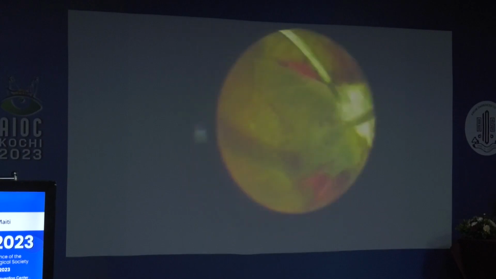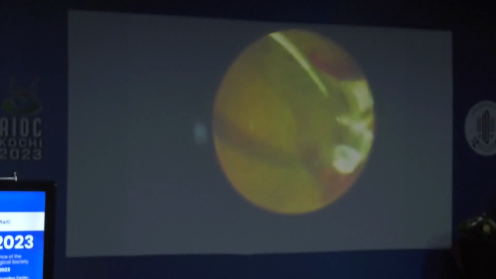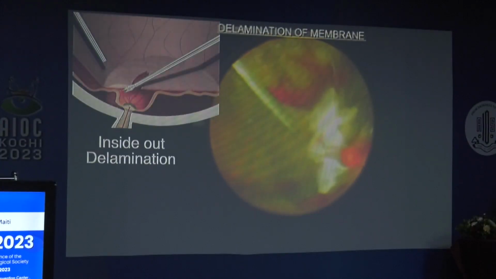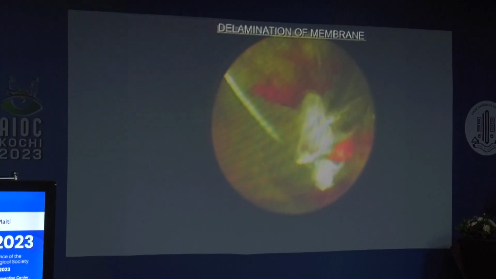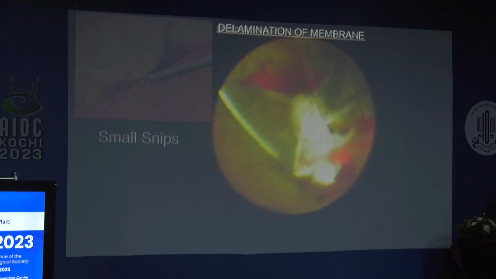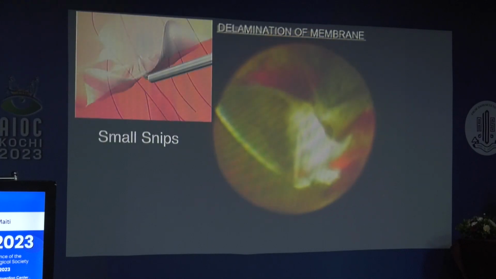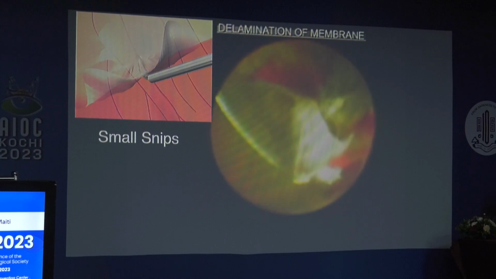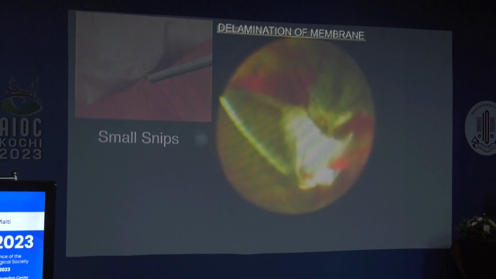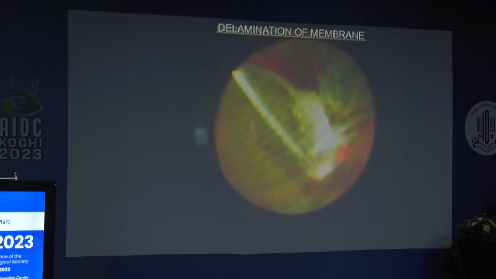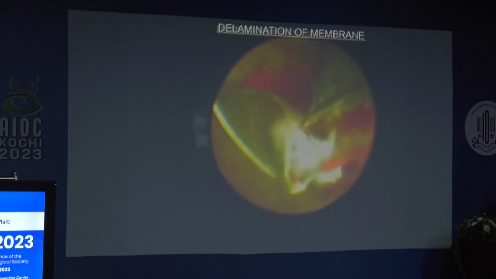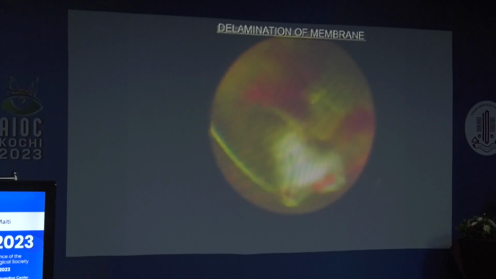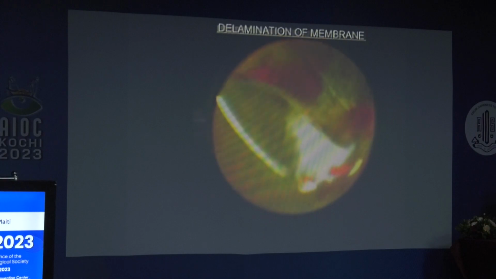The basic things remain the same. The plane we need to dissect, and with the scissors we have to give small snips to delaminate the membrane. It can be an inside out delamination, or, depending on the situation, you decide whether it is better to go from the inside out or outside inwards. Obviously the PVD plays a role, and the snips which need to be given are very small snips so that this membrane can be dissected from the retina.